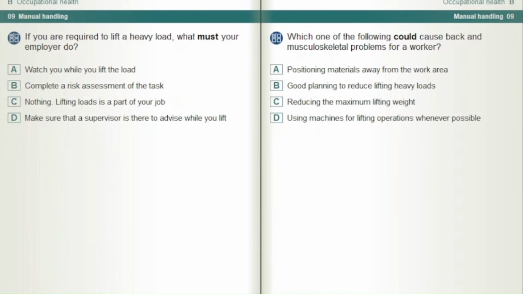If you are required to lift a heavy load, what must your employer do? Watch you while you lift the load. Complete a risk assessment of the task. Nothing. Lifting loads is a part of your job. Make sure that a supervisor is there to advise you while you lift.